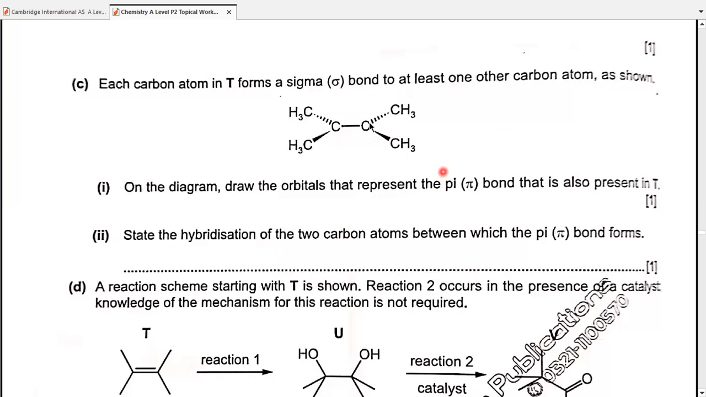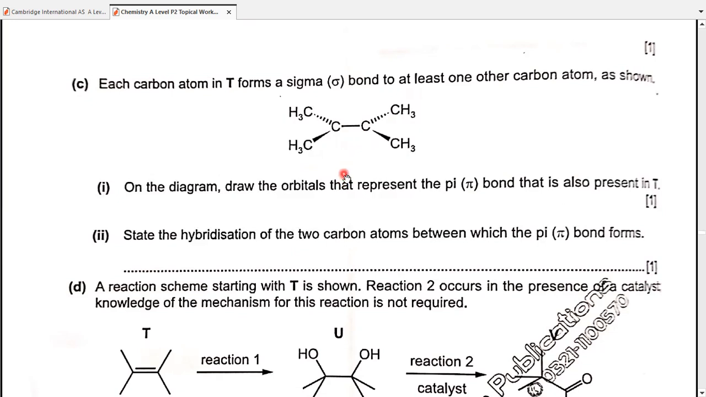What about C2? State the hybridization of the two carbon atoms between which the pi bond forms. sp2 and sp. You need to pick one answer. They're talking about these two carbon atoms. You aren't supposed to give two answers. They're talking about these two carbon atoms specifically.